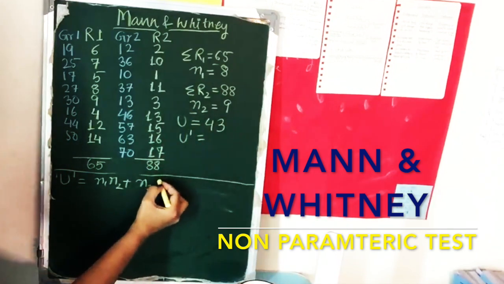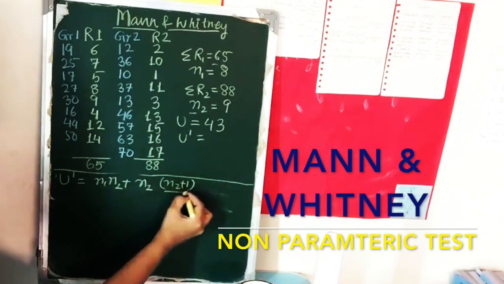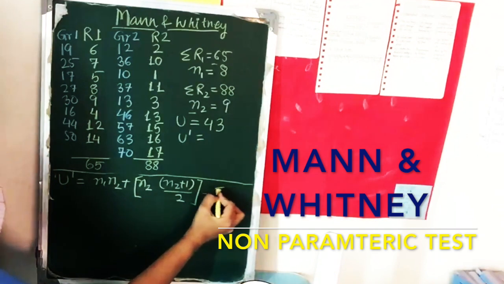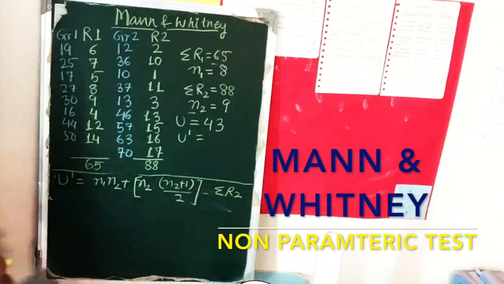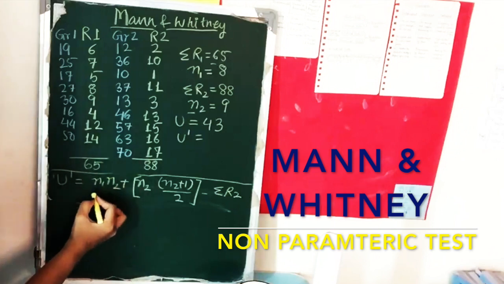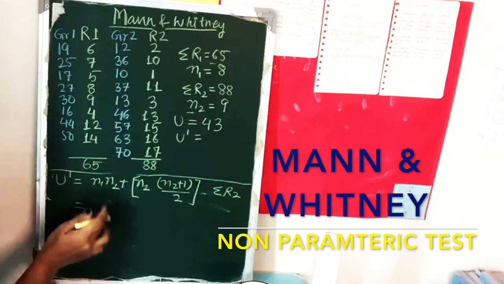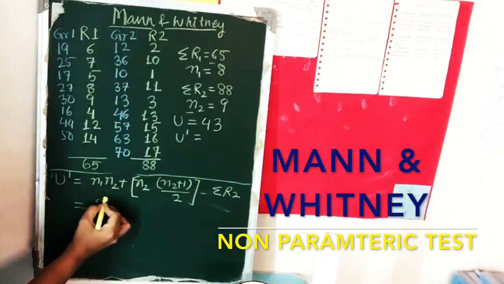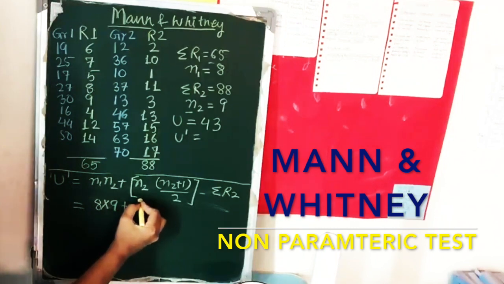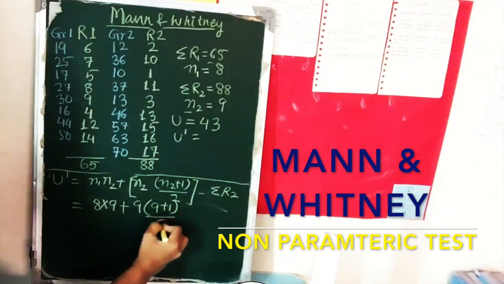Now we will calculate the value of U dash. That will be for group 2. The formula will be the same. The only difference will be that previously we took n1 multiplied by n1 plus 1. Here I will take n2 because we are doing this for group 2, and then we will subtract the sum total of ranking 2 from the total. So putting up the value as we did previously, n1 n2 will be 8 multiplied by 9.